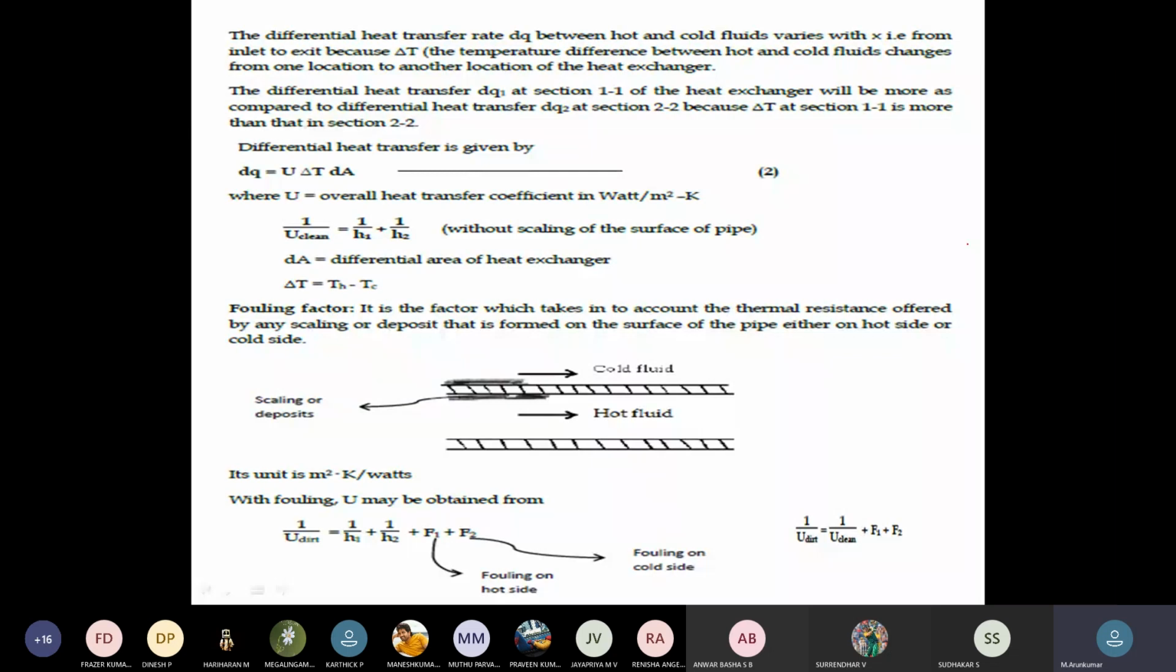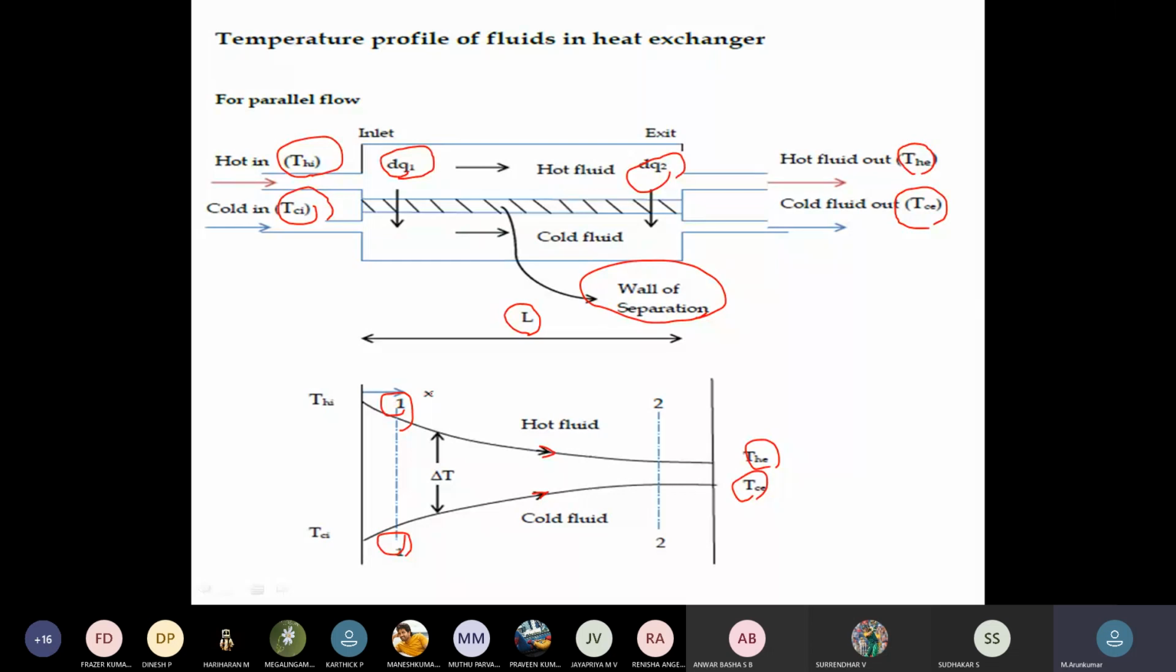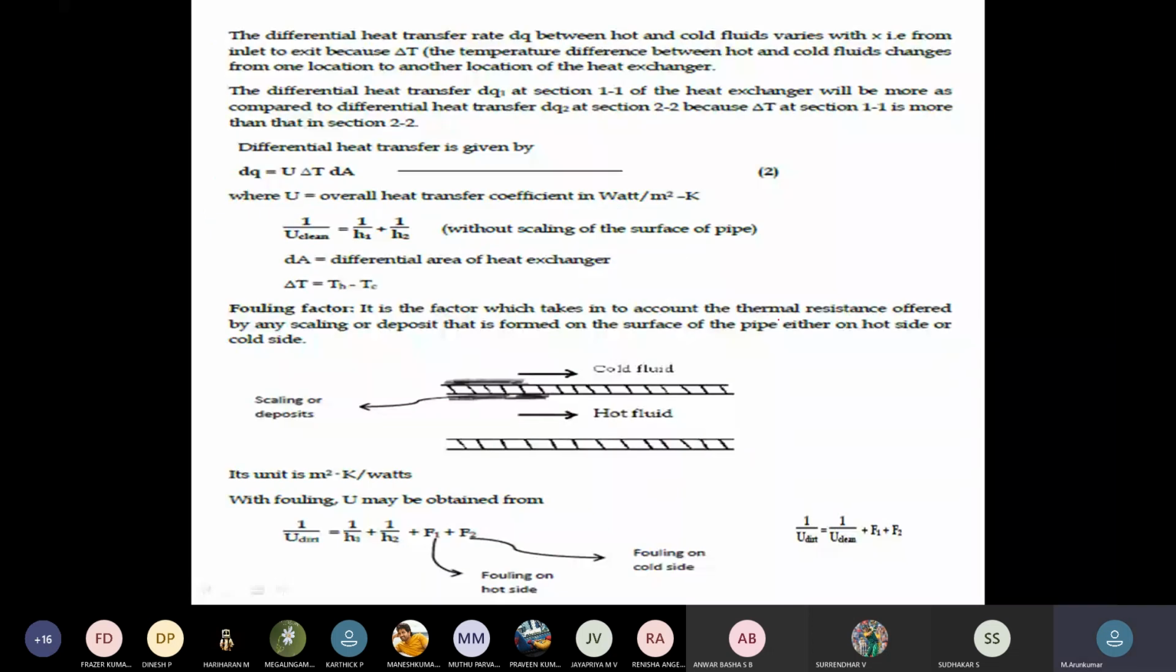So if there is a minimum length of the heat exchanger, then we can transfer only a minimum temperature. If the length is more, we can transfer more, because we can have dQ1 and dQ2. So if x is here, we can have a different heat transfer. If x is here, we can have a different heat transfer, right? So from inlet to exit, the temperature difference between hot and cold fluid changes from one location to another location of the heat exchanger.